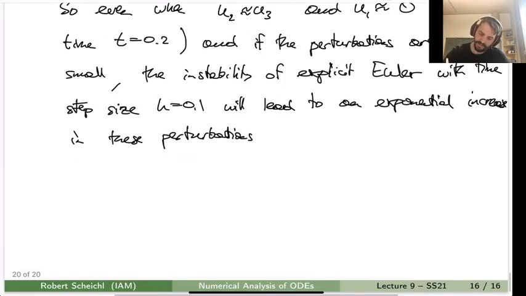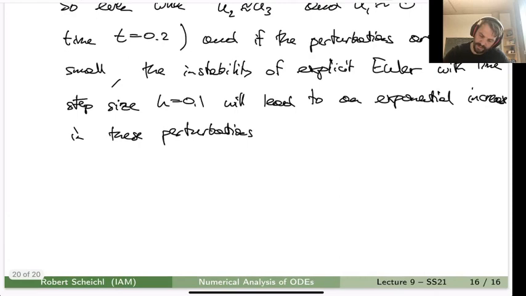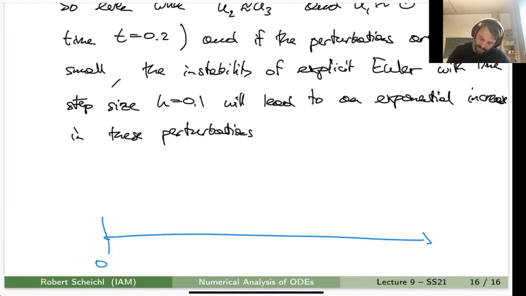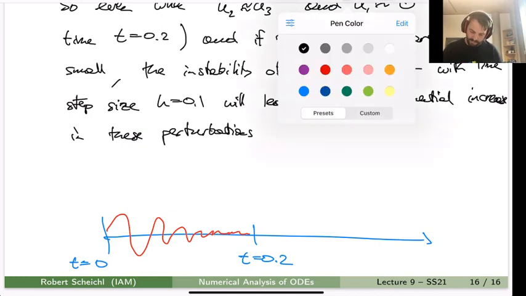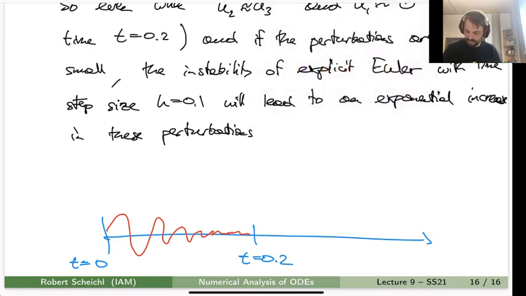So as I said, if we look at the time axis, let's assume we start with t equals 0 here, and here is t equals 0.2. So we have some oscillatory behavior. The first component maybe does something like this, and it dies out, these oscillations, and the other component would maybe do something like this.